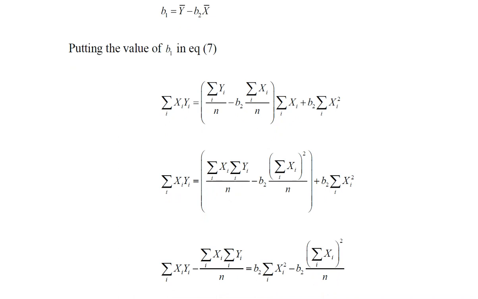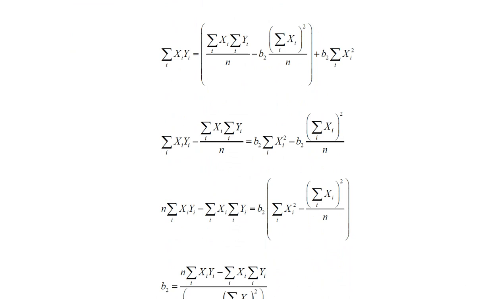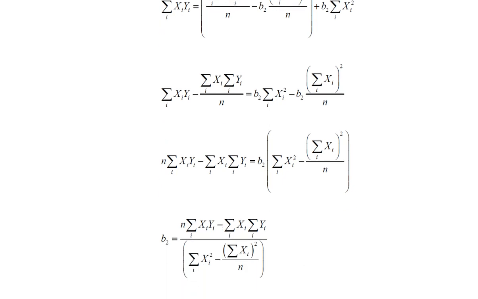In equation number 7, sum of xi yi is equal to, putting in the value of b1, as you know, y bar, sum of yi over n minus b2 sum of xi over n, multiplied by sum of xi, plus b2 sum of xi square. For derivation purposes, we write it in this form. Now in this step, multiply sum of xi into this bracket. We obtain the equation as sum of xi sum of yi over n minus b2 sum of xi whole square over n plus b2 sum of xi square.